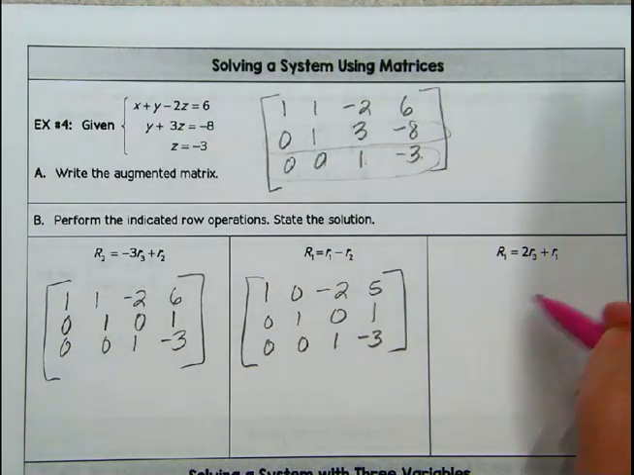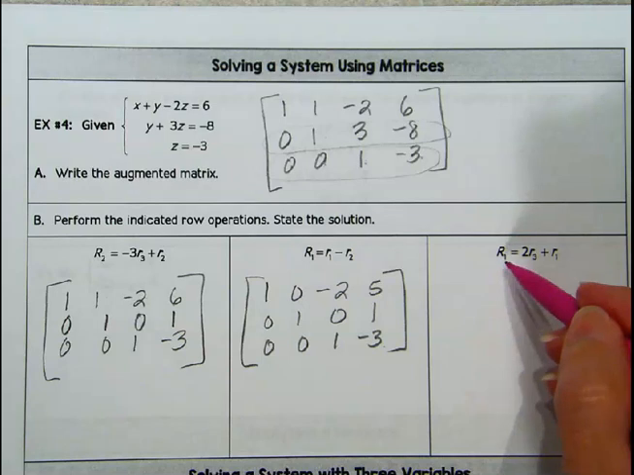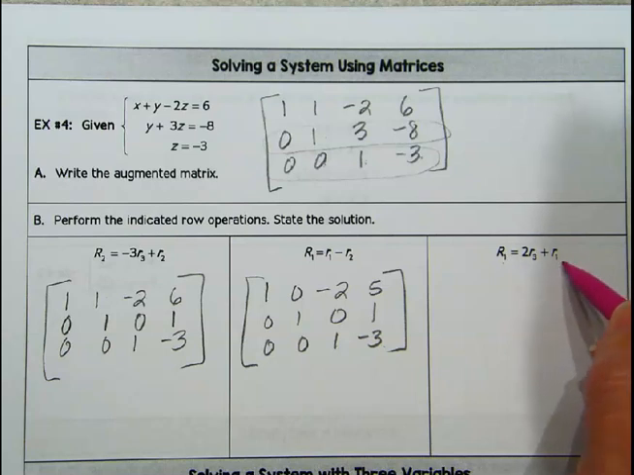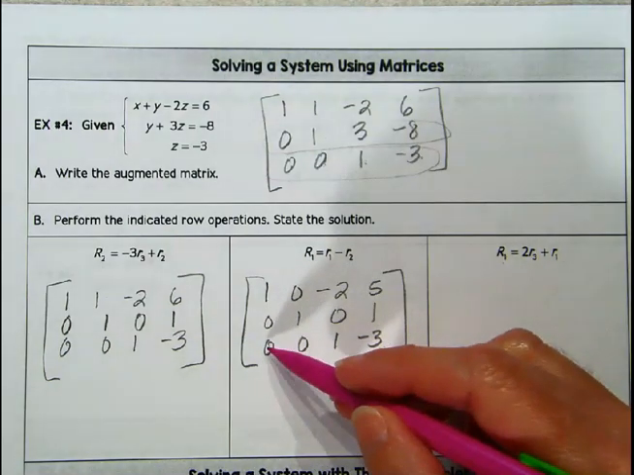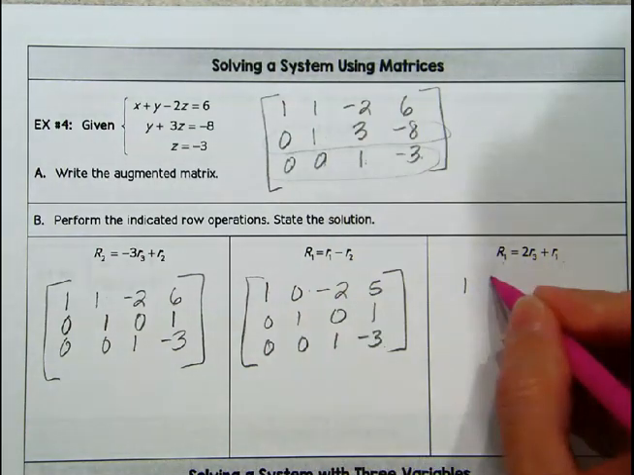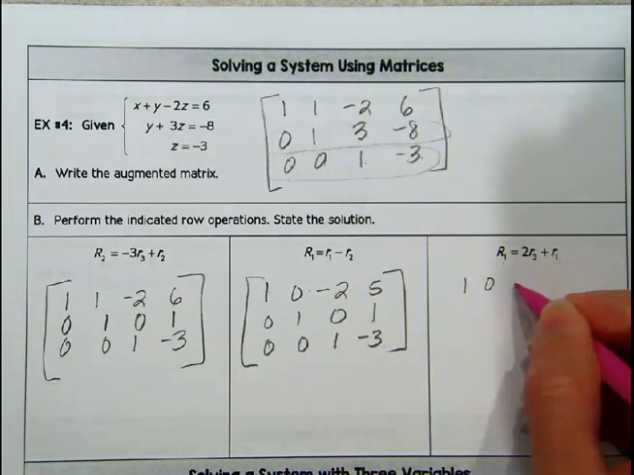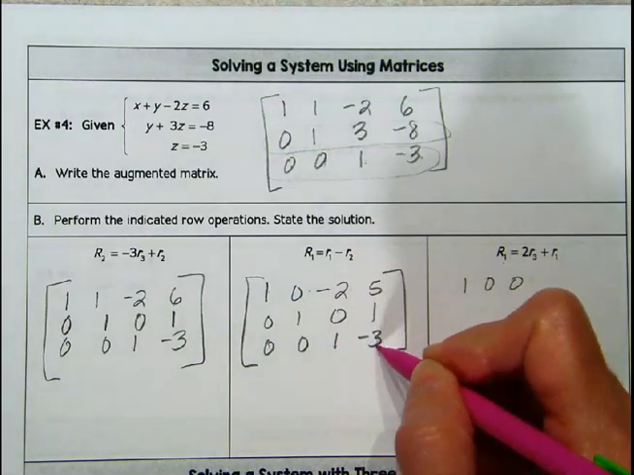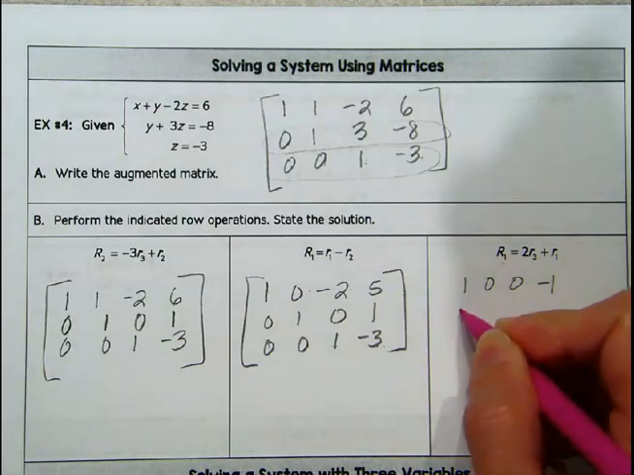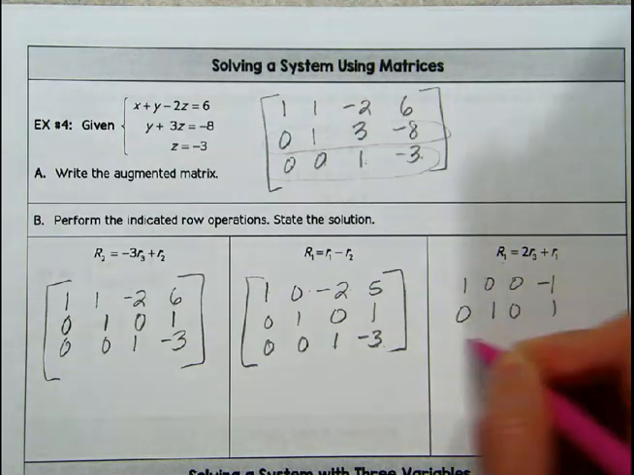And so now I'm taking this one. Let's say the new row 1 is going to be 2 times row 3 plus row 1. So 2 times this plus that. So that would be 1. 2 times this plus that is 0. 2 times this plus that is 0. 2 times this, that's -6, plus 5 is -1. And then these two stay the same.